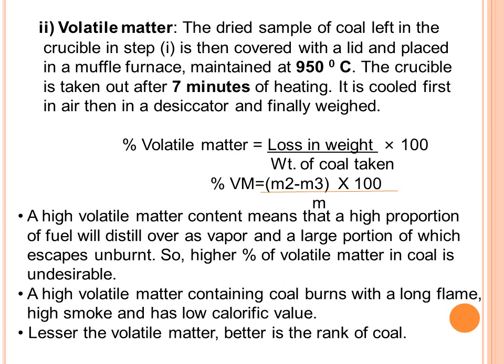We have that formula. GCV is equal to capital M into T2 minus T1 upon V. This will come in terms of kilocalorie per meter cube. In some books, in place of capital M, W is also given. Then the NCV is GCV minus m into 587 upon capital V. We can put the values and then we will get the result for GCV and NCV.